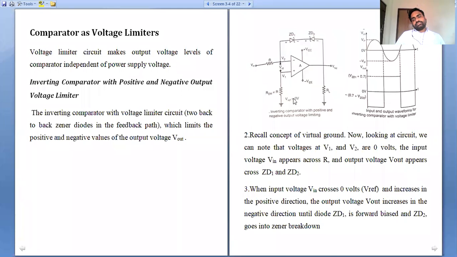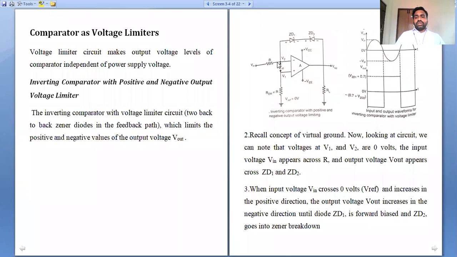And here we are connecting the reference voltage. The reference voltage is 0 volts. Next, the feedback is connected from the output to the inverting input terminal through two Zener diodes. One Zener diode is connected in a forward manner and the other Zener diode is connected in a reverse biased manner, and next that is connected with a load resistance of RL. So this is the circuit configuration.